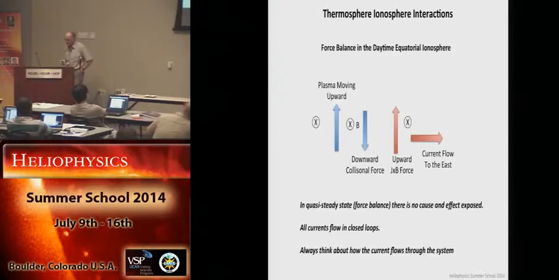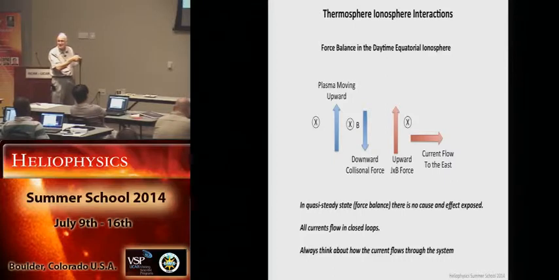So this is a simple force balance. The current flows to the east and the plasma moves up, okay? Now, it's certainly possible for me to say, hey, well, I'm going to have that current produced by an electric field, okay? So now, in the F region, what direction does the electric field have to be in order to drive a current to the east?